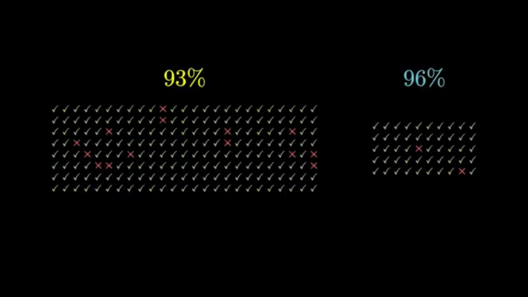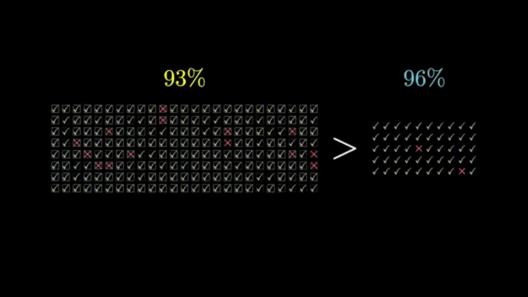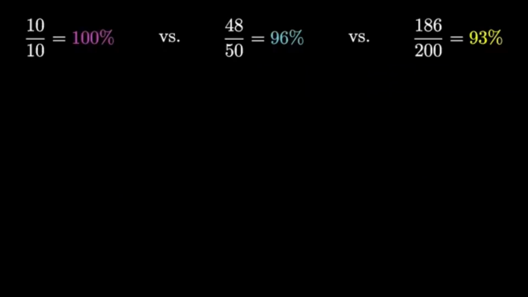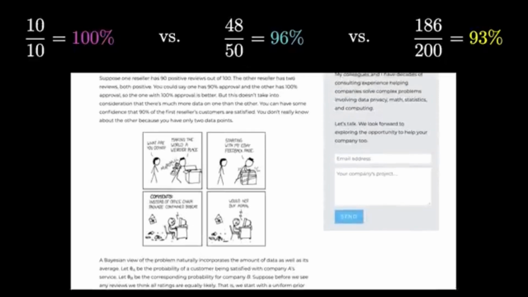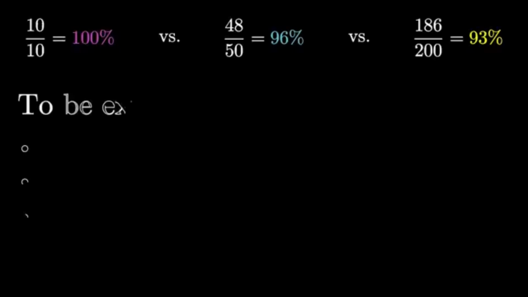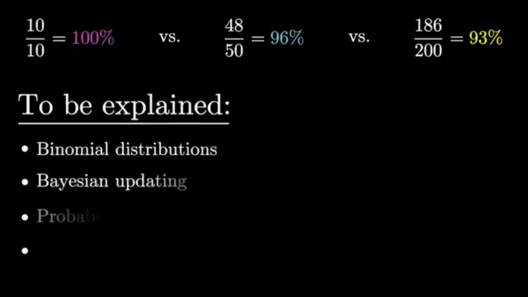What's the rational way to reason about the trade-off here between the confidence gained from more data versus the lower absolute percentage? This particular example is a slight modification from one that John Cook gave in his excellent blog post, A Bayesian Review of Amazon Resellers. For you and me, it's a wonderful excuse to dig into a few core topics in probability and statistics.